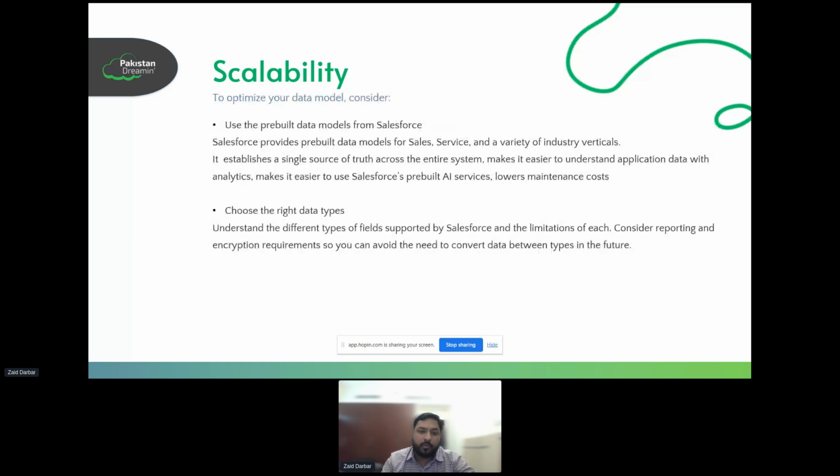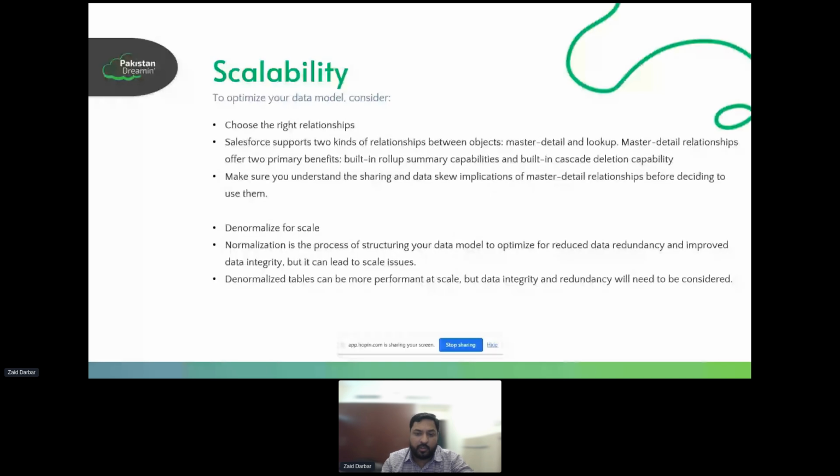Choose record types instead of creating new objects for it. Sometimes I've seen people using an object instead of a picklist or things like that. Choose the right relationship, that is also very important. If something can be done by master detail, if something can be done by lookup, you need to be on top of it. Denormalize for scale, normalize for process structuring or data model, reduce redundancy. We have already talked about that. A denormalized table can perform and scale, but data integrity and redundancy will have to be considered.